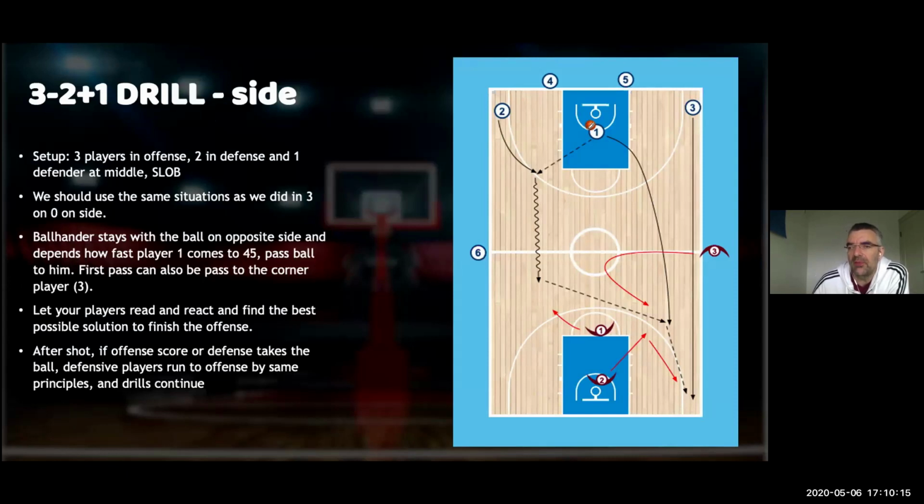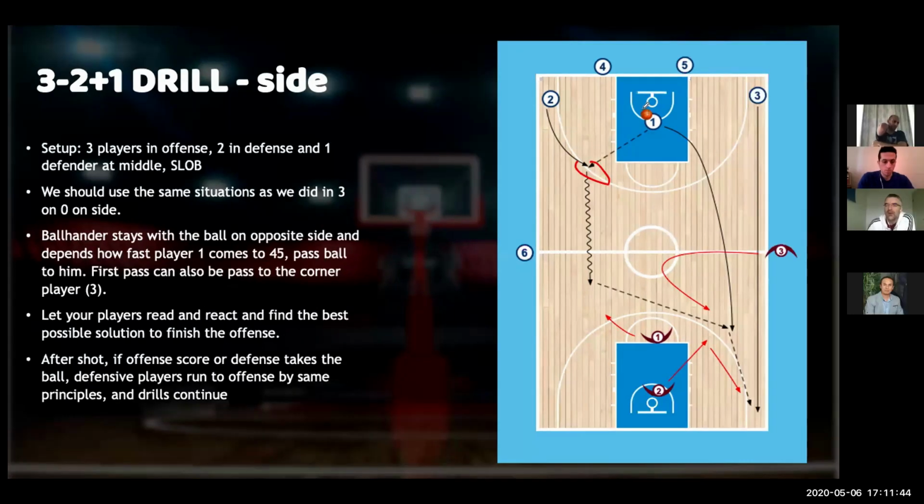In this case, player 1, after the outlet pass, will not run behind, he will run on the weak side, and the corner player will sprint to the corner, and then we have the ball. Okay, so as I said, this is fast break on the side.